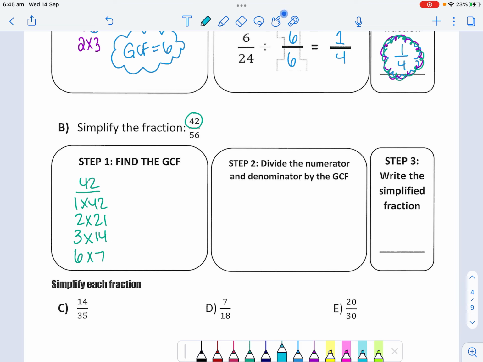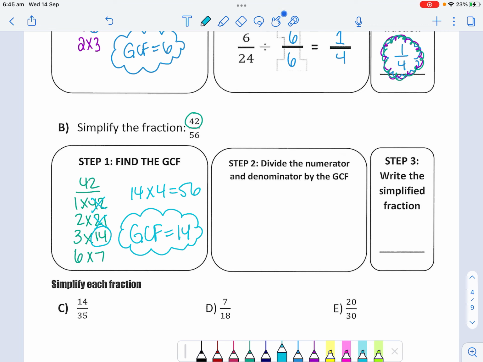So now I'm going to go through starting with my largest factor. Does 42 go into 56? No. Does 21 go into 56? No. Does 14 go into 56? Yes. 14 times 4 is 56. So my greatest common factor is 14.